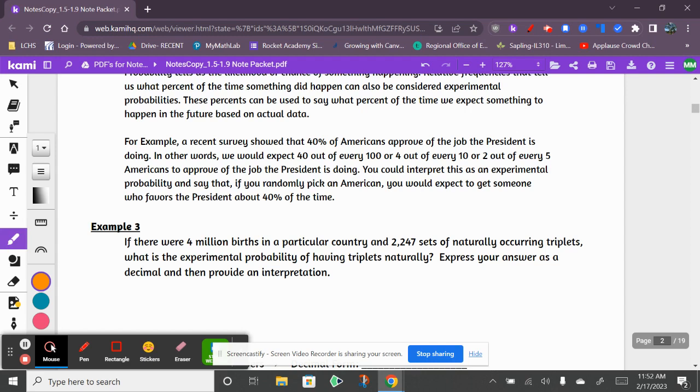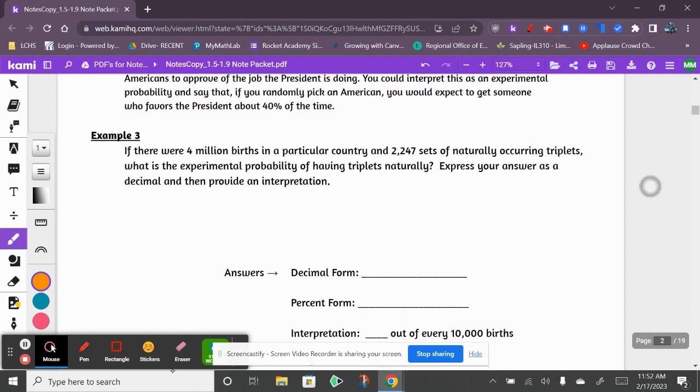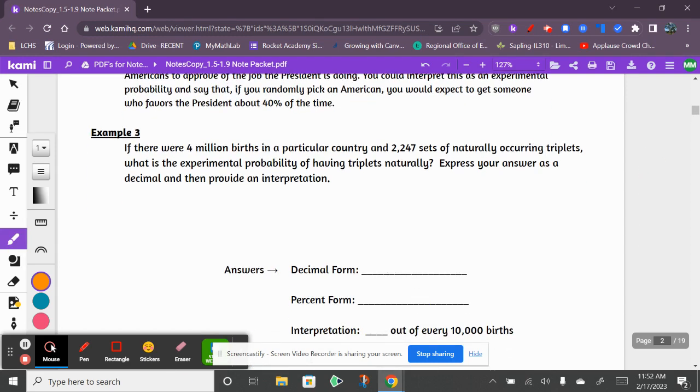All right, for example 3, if there were 4 million births in a particular country and 2,247 sets of naturally occurring triplets, what is the experimental probability of having triplets naturally? Express your answer as a decimal and then provide an interpretation.